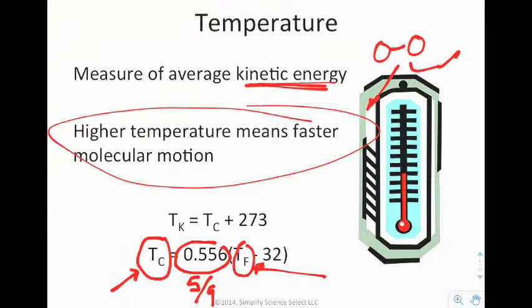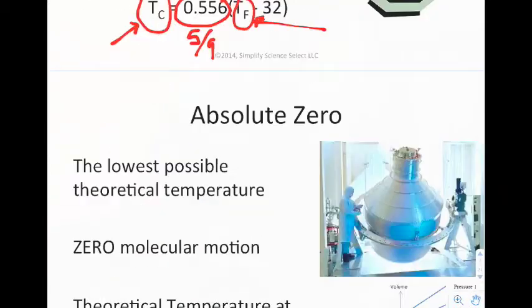Then, although most of the countries in the world use Celsius, scientists use the Kelvin scale. And the Kelvin scale is just the Celsius scale plus 273. So you need to be able to convert between temperatures.